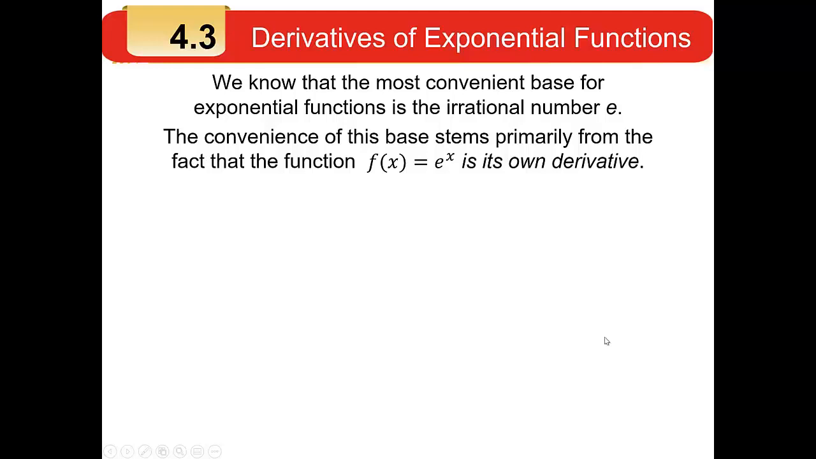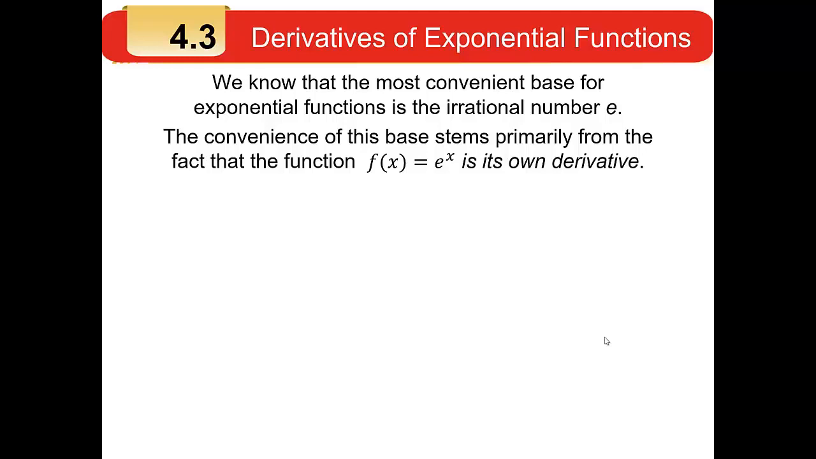Earlier we've learned to take derivatives of lots of different types of functions. In this lesson we will turn our attention to exponential functions. We do know that the most convenient base for exponential functions is the irrational number base e. The convenience of this base is primarily because if f of x is equal to e to the x, then it's its own derivative. So the derivative of f of x is e to the x.